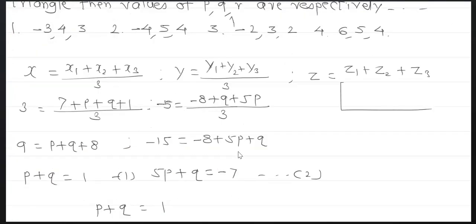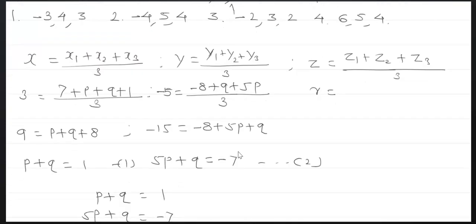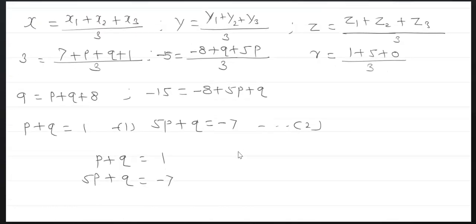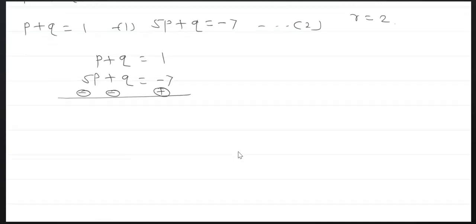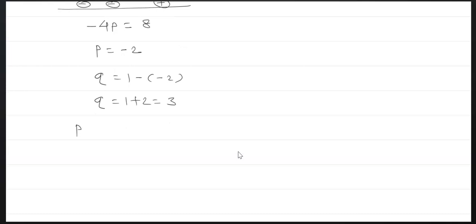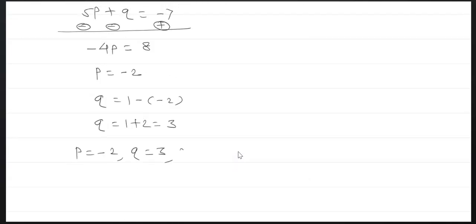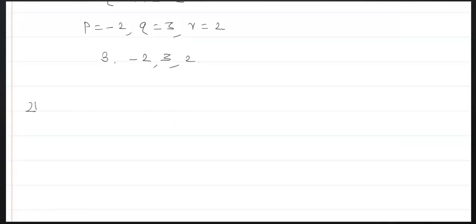And last is also there. That is z is equal to z1 plus z2 plus z3 upon 3. Therefore, r is equal to 1 plus 5 plus 0 upon 3, so 3r is equal to 6, r is equal to 2. The value of P is minus 2 and Q is 3. Therefore, P is minus 2, Q is 3, R is equal to 2. Hence, option 3 is the correct one.